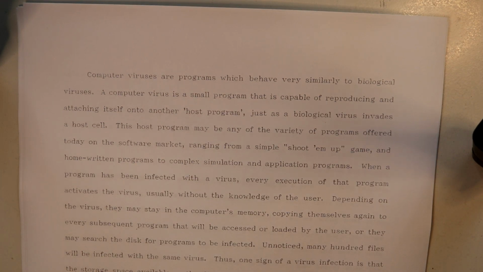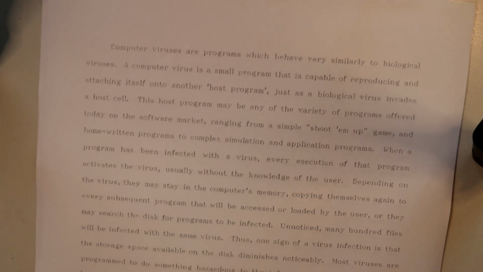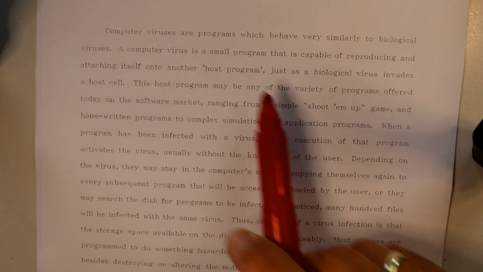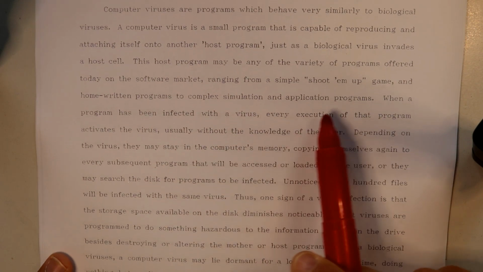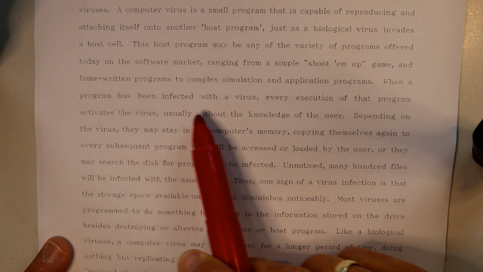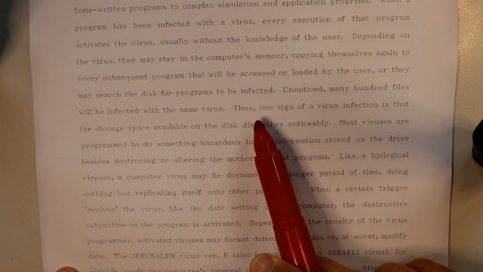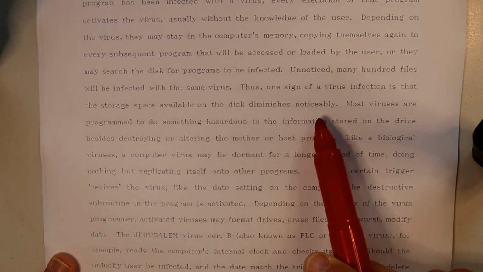Where is the purpose of the research question? Where is the approach to the research question? The method? I'm looking for all of this. But here, this is just a description of what a computer virus is. Home-written programs to complex simulations and application programs, when a program has been infected with a virus, blah, blah, blah. It just explains what a computer virus is. Thus, one sign of a virus infection is that the storage space available on the disk diminishes.